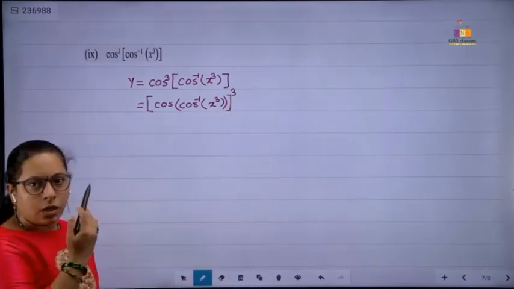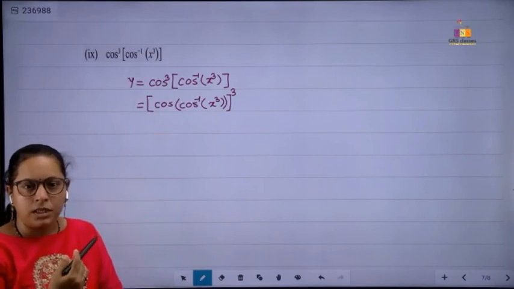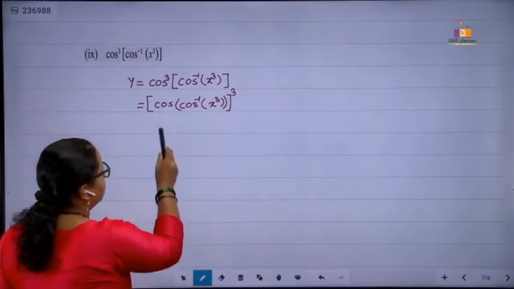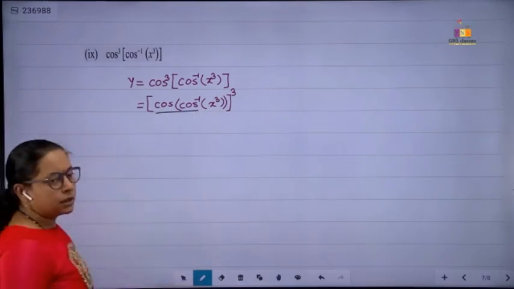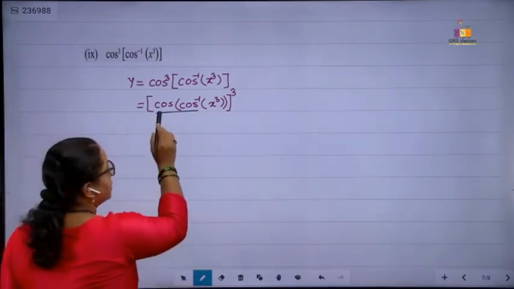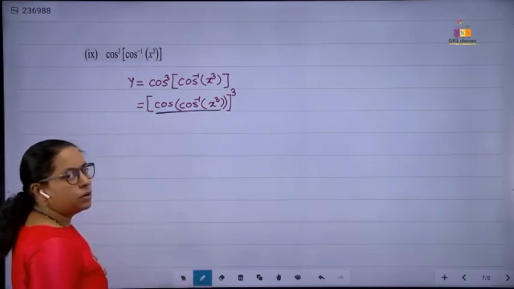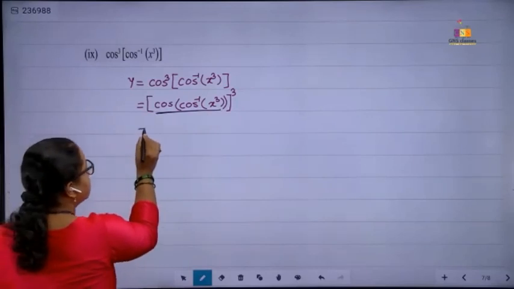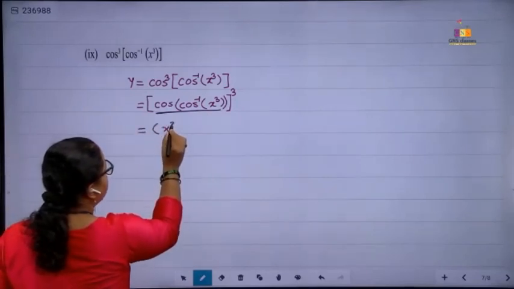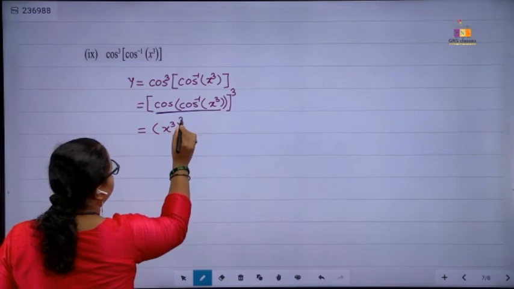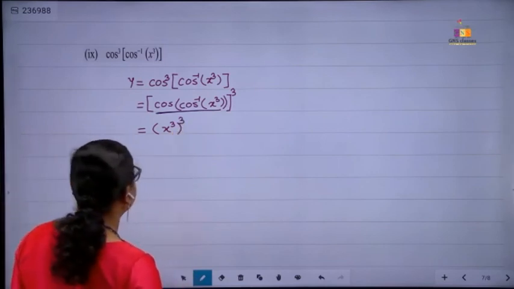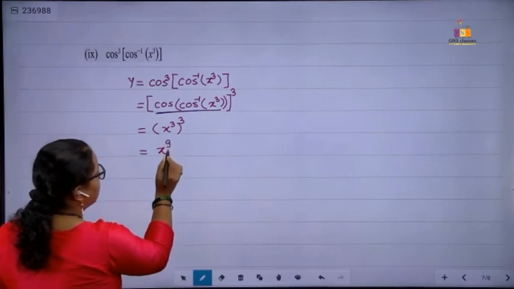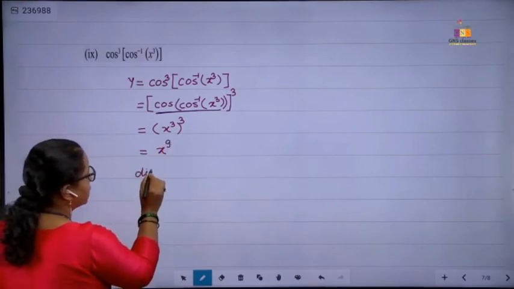Now this example may have looked very difficult to you when you saw it, but see how simplified the example became. Cos of cos inverse x is equal to only x. That means we get this term only, (x cube) bracket cube, which is equal to x raised to 9. Now differentiate this term.